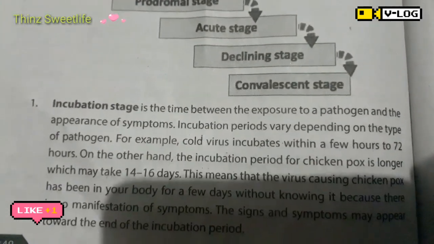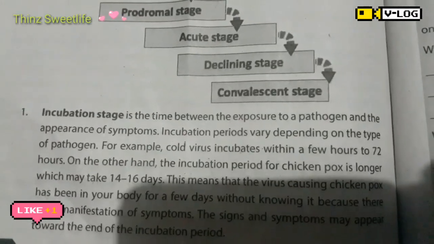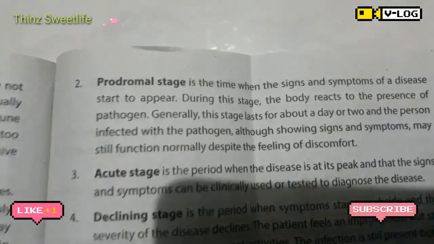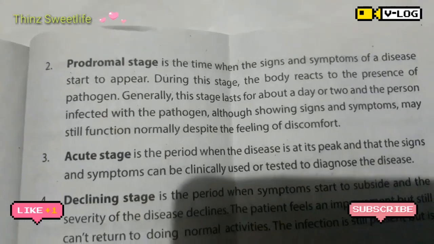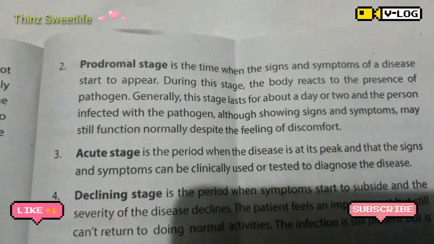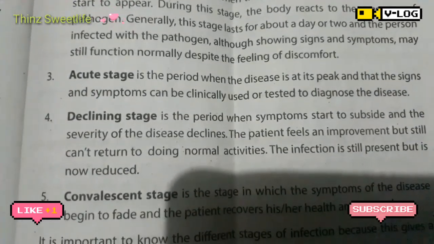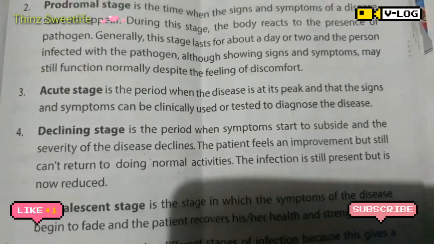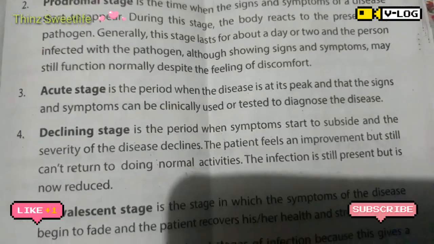Incubation stage is the time between the exposure to a pathogen and the appearance of symptoms. Prodromal stage is the time when the signs and symptoms of a disease start to appear. During this stage, the body reacts to the presence of the pathogen. Acute stage is the period when the disease is at its peak and the signs and symptoms can be clinically used or tested to diagnose the disease.